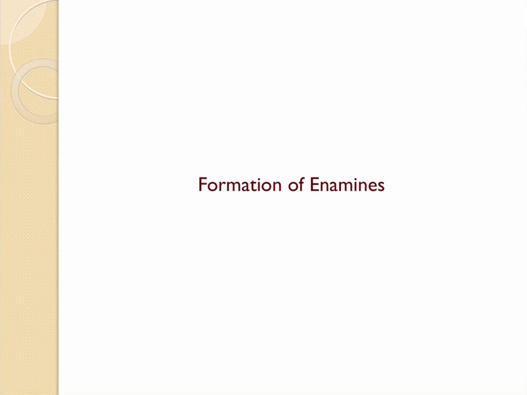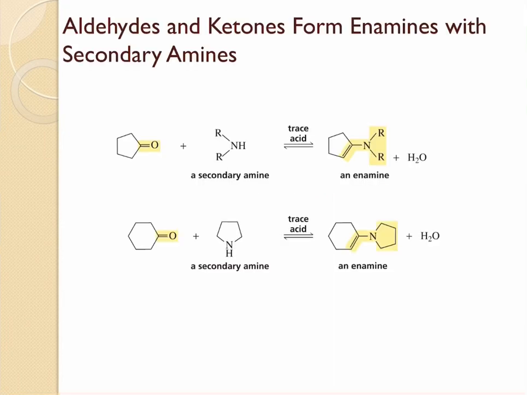Formation of enamines. Aldehydes and ketones, when they react with secondary amines, will form enamines. Enamines are alpha, beta, unsaturated tertiary amines. So you can see that there is unsaturation at the alpha and the beta position. This carbon right here is alpha, this is beta, and there is a double bond between these two carbons. And this nitrogen right here is tertiary because it is attached to 3 carbons. So enamines are alpha, beta, unsaturated tertiary amines.